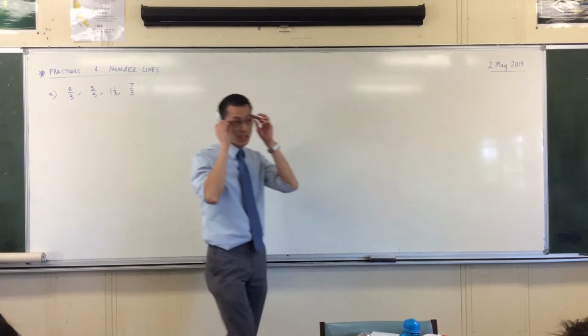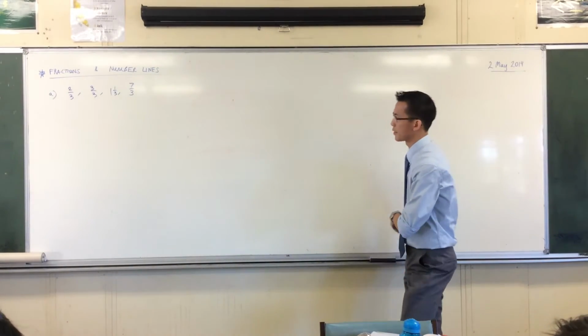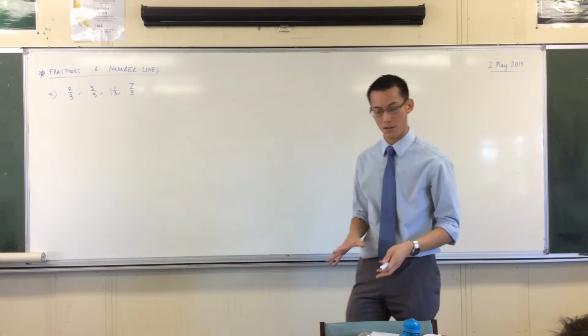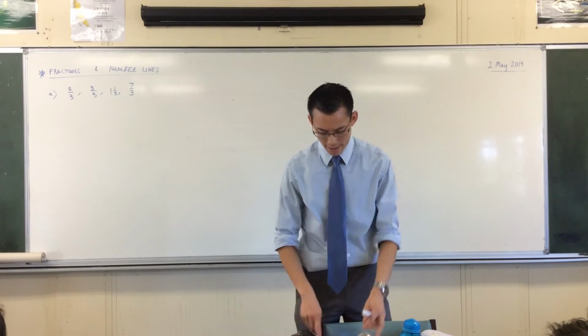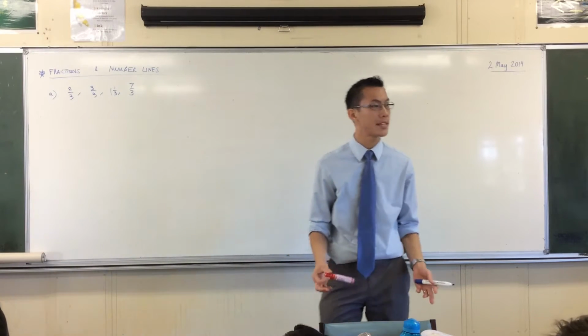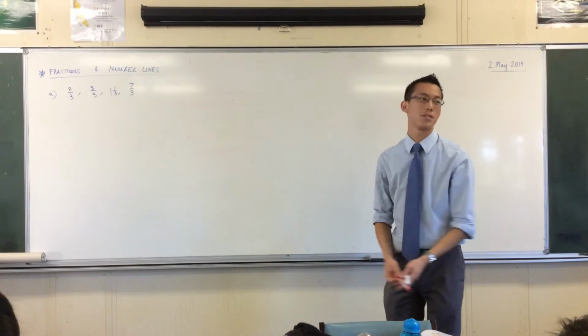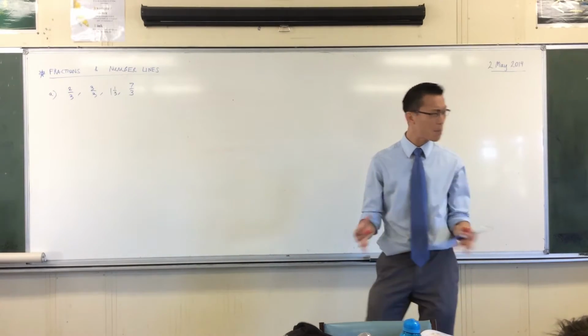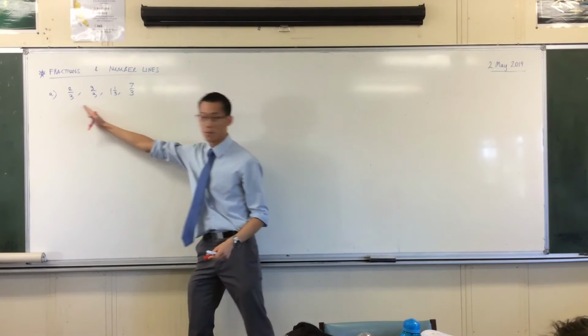Okay? And what they ask you to do is plot those on a number line, okay? So you've got a couple of things that you have to do here, right? A number line is about comparing different numbers together and making the order of those numbers clear, okay? So if we want to compare them, we need to have all of them in the same terms.